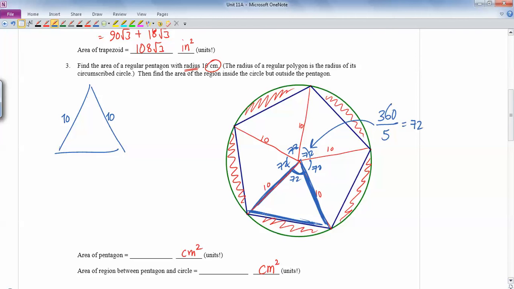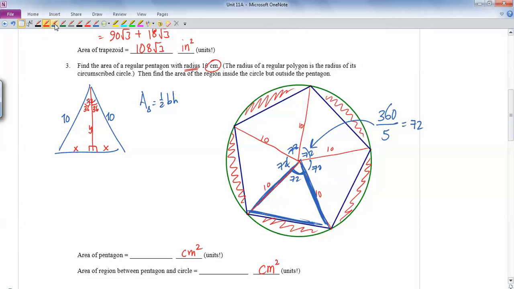So right here, this angle is 72. And now I need the area of the triangle. So the area of the triangle is 1/2 the base times the height. Well, let me draw a line right down the middle. And I'll call these guys x and this y. And then that 72 gets cut into 36 and 36.